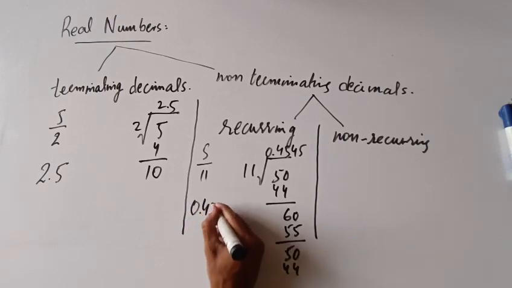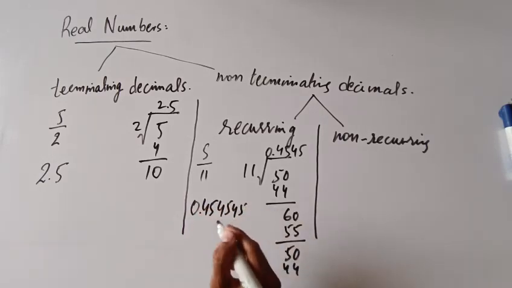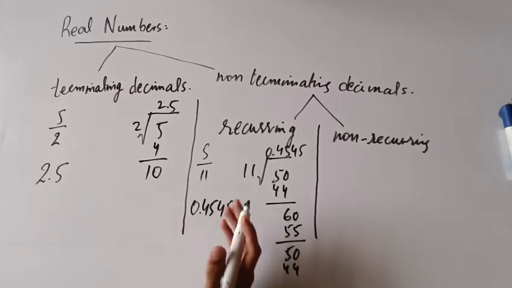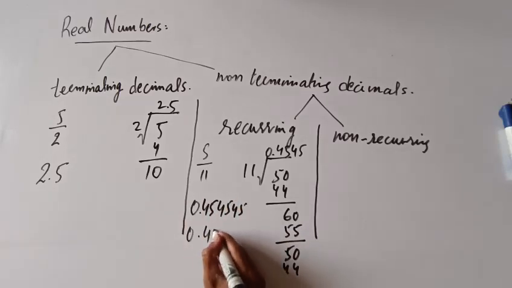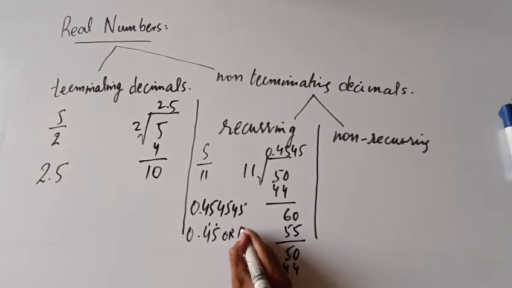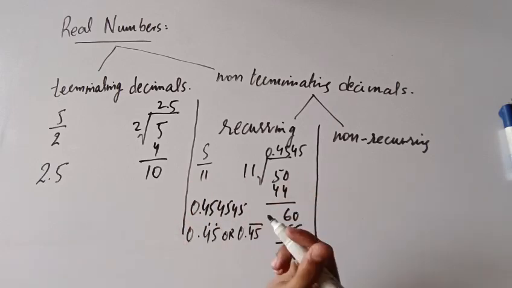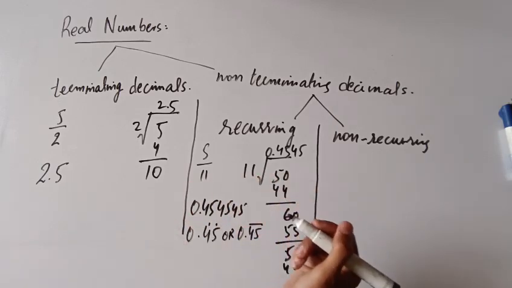So it is like this, 0.454545. In a shorter way we can write recurring decimals like this. We need to put a point on the numbers, or we can put a bar over here as well. So we don't need to write it again and again. So this is an example of recurring decimals.